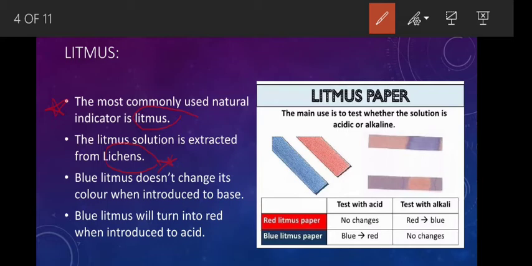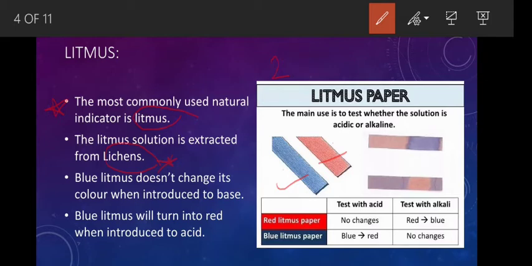In the market, it is available in two colors, red litmus paper and blue litmus paper. In how many colors is it available in the market, children? In two colors. What are they? Red litmus paper and blue litmus paper.